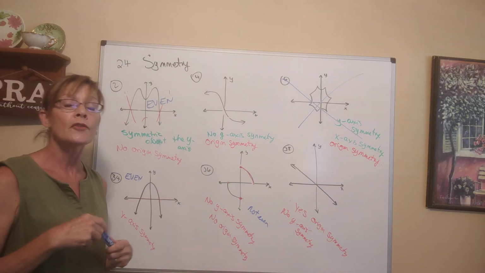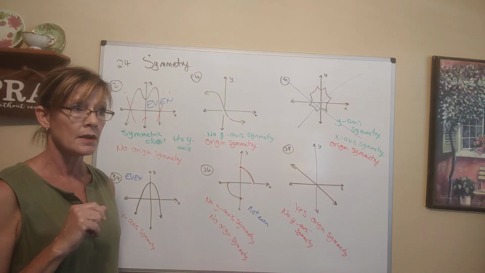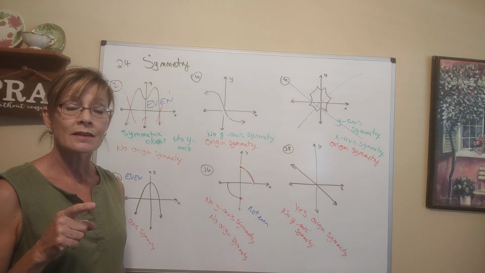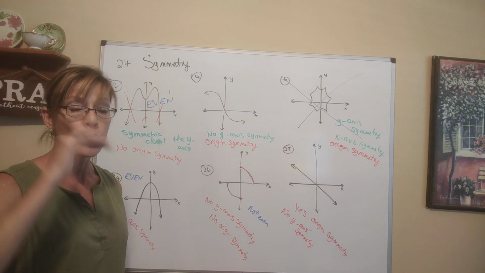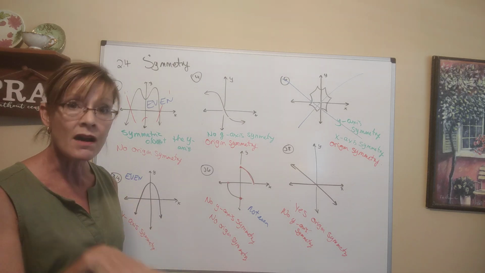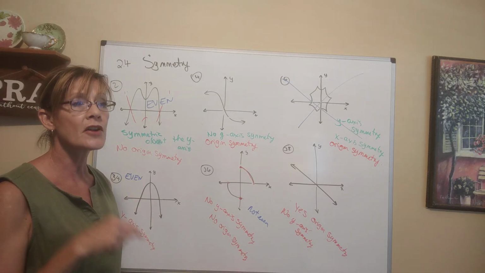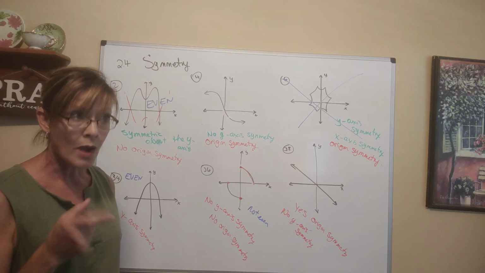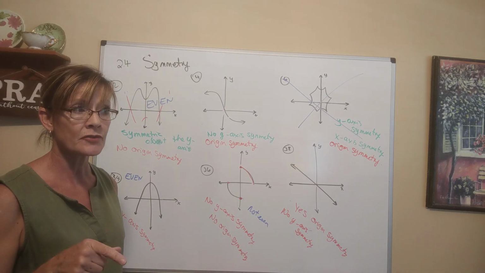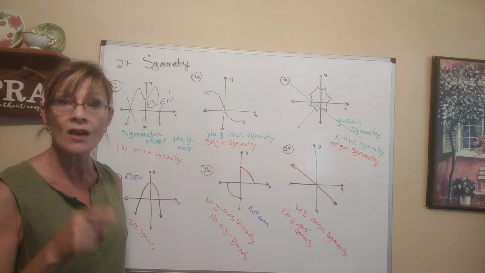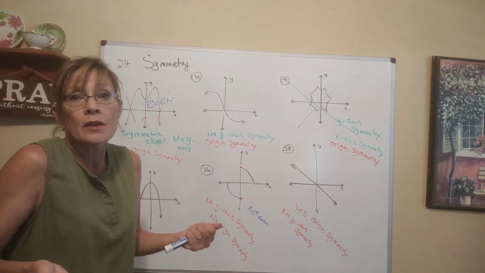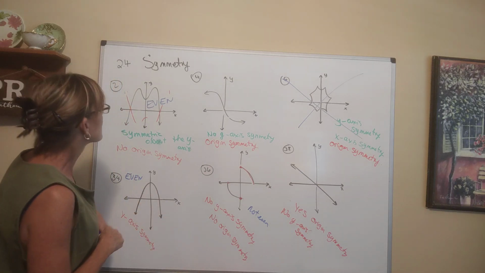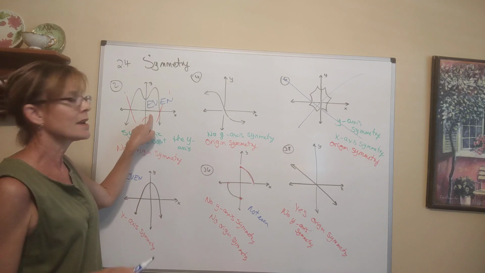Now, if a function has origin symmetry, we label it an odd function. Since a function can't be both y-axis symmetric and origin symmetric, it cannot be both even and odd. It will either be one or the other, or it won't be anything. So right here, since this was even, it is not odd.